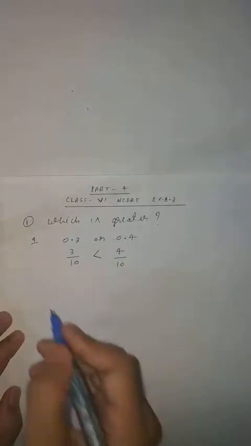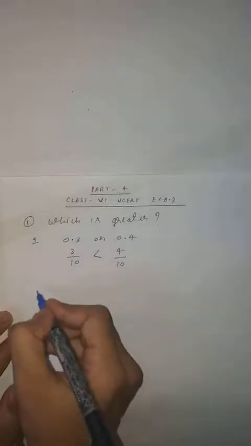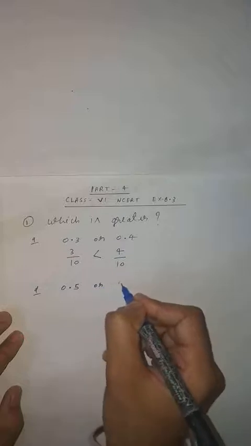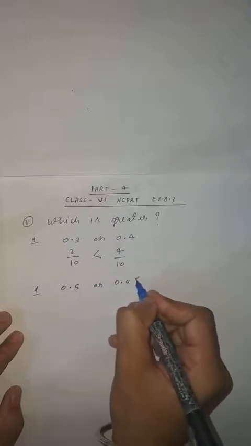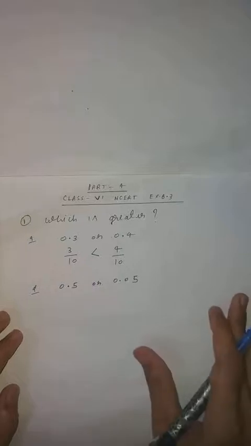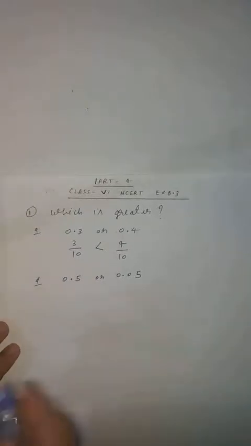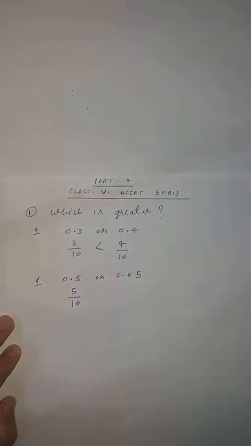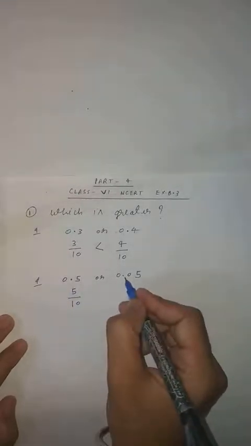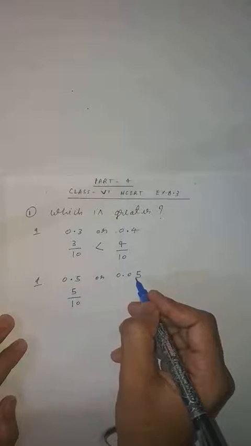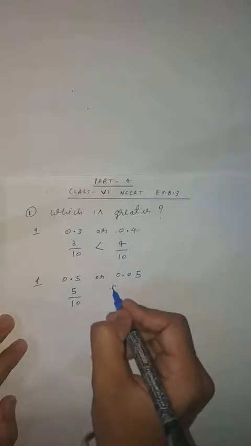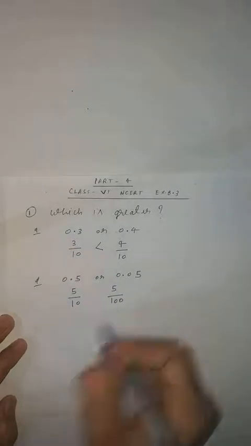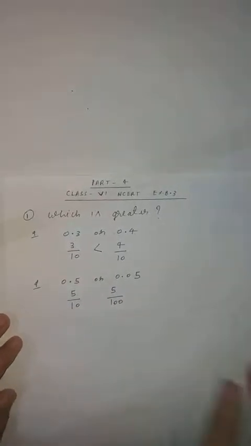Okay. Now let's take another example, question D, where 0.5 or 0.05 is given. Clear, student? Now in this question you have to compare. So what will you write? You can write 5 upon 10. Now you can see after the decimal there are two digits, so you can write 5 upon what? After the decimal two digits means you have to divide by 100. Now you can say, sir, the denominator is not equal.